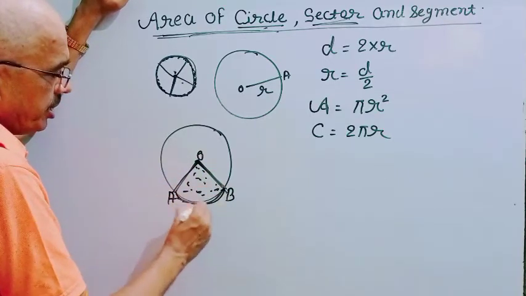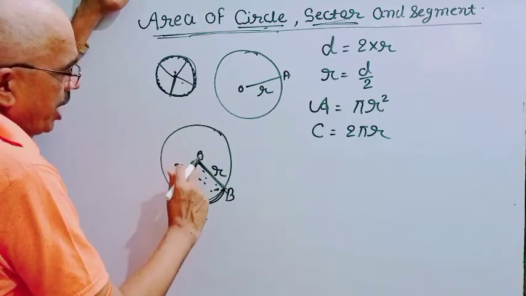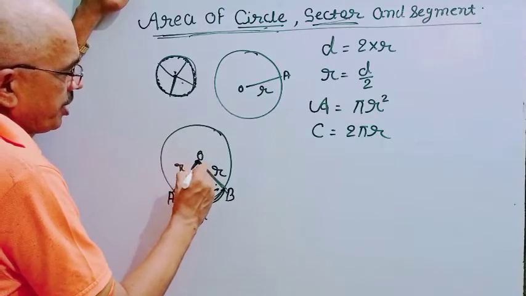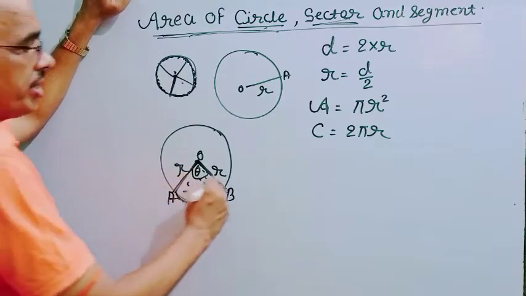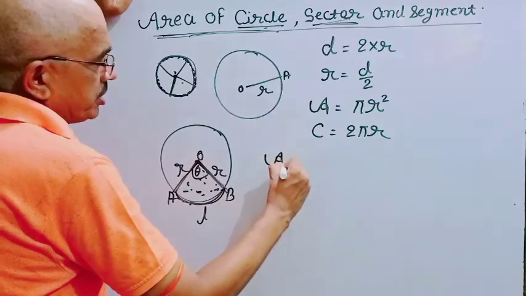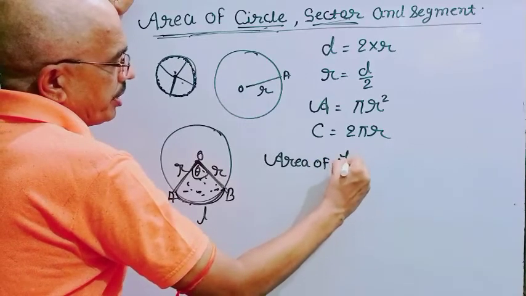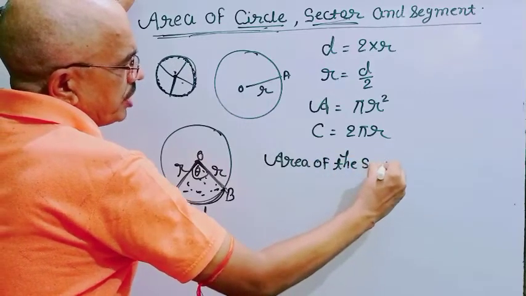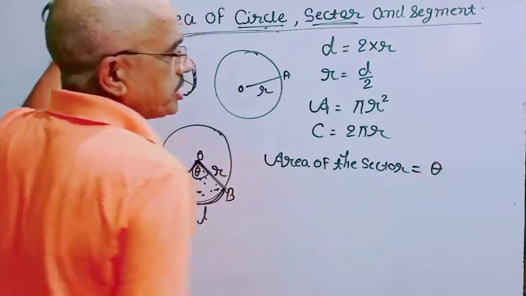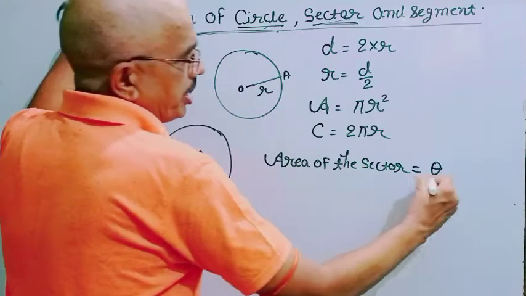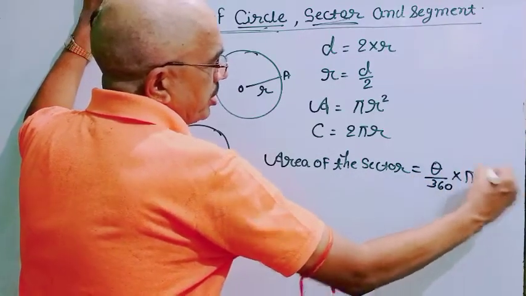This is the arc, and this arc length is denoted by L, and radius denoted by R, and this angle is also called the central angle, denoted by theta. So what is the area of the sector? Area of the sector is equal to theta, the central angle, theta by 360 into pi r square.